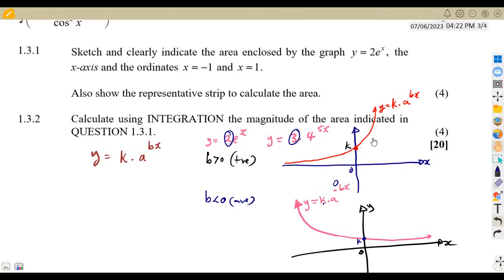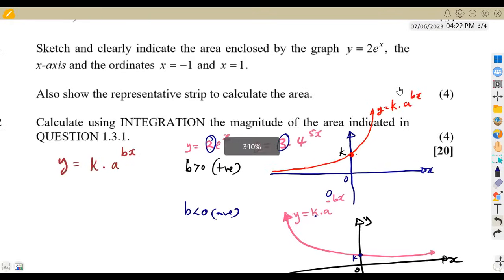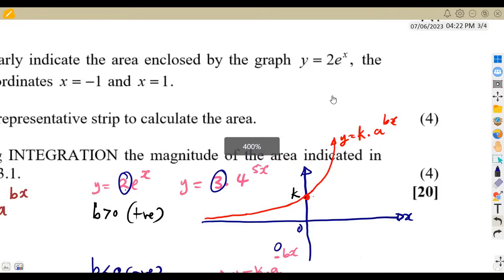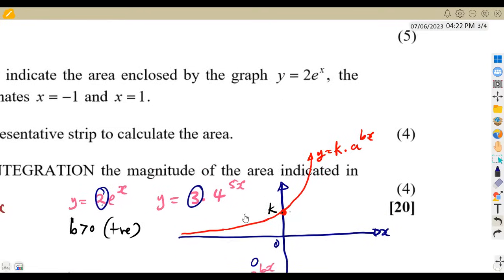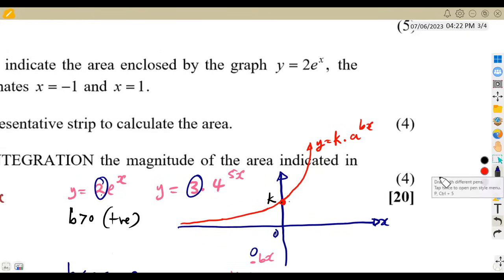So simply you're going to have this sketch here, the first one, because it's a positive one. If you check, this is 2e to the exponent of x, which is a positive one. So it means we're going to take this one where b is positive. Remember I said if b is positive, we are going to take this one. So this is the shape.